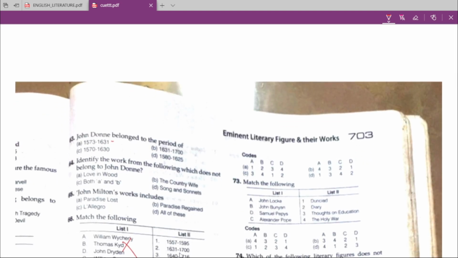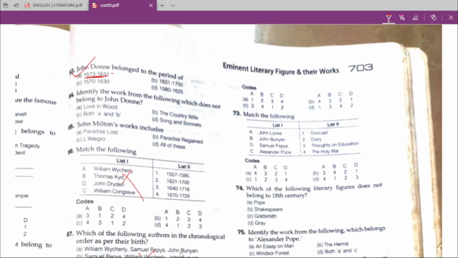John Donne belonged to the period of 1573 to 1631, 1570 to 1630, 1631 to 1700, or 1580 to 1625. So John Donne belonged to the period of 1573 to 1631.